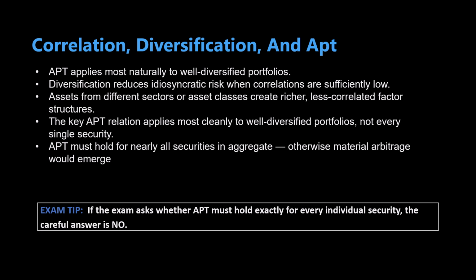This also explains the role of correlation. Assets from different sectors or asset classes often have different and less correlated exposures, which makes diversification more effective. A broader portfolio is therefore a better environment for the APT framework to hold approximately. For the exam, if asked whether APT must hold exactly for every individual security, the careful and exam correct answer is no. The strongest statement applies to well-diversified portfolios.